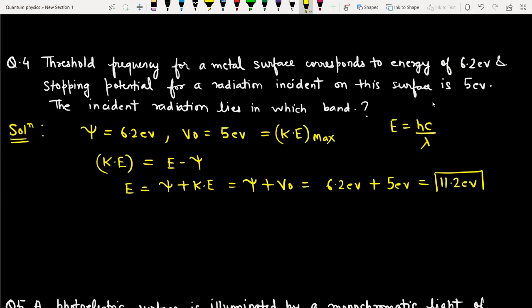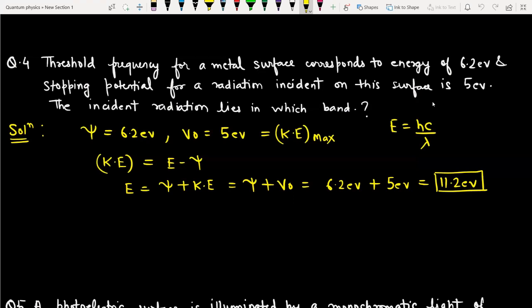I hope you get the logic of this kinetic energy, how I have written it equal to the value of V0. If you remember, we said in the experimental setup that even the electron with the maximum kinetic energy should not be able to reach the anode. So all the kinetic energy that the electron had gets converted into potential energy, and therefore it does not have any further energy to reach the anode. That's why we are writing this kinetic energy to be equal to the stopping potential.